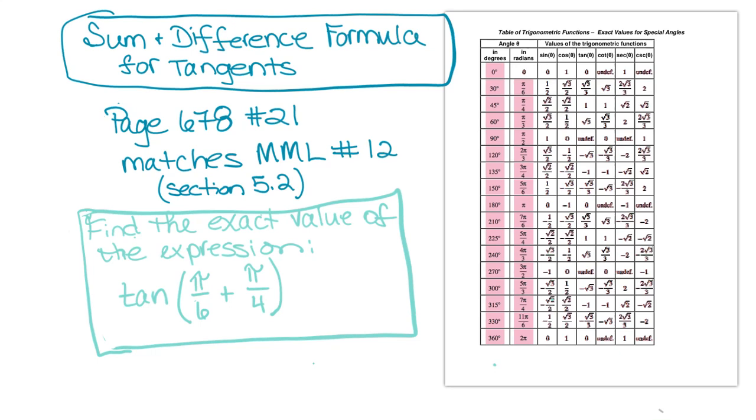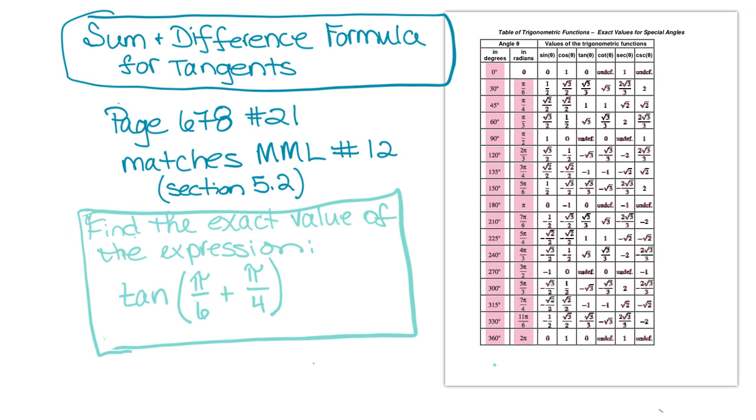In this example, let's look at how to use the sum and difference formula for tangents to solve one of the problems in your textbook, specifically number 21 on page 678, which is in section 5.2. This will match number 12 fairly closely. That's in your MyMathLab homework. And you'll have to find the exact value of a given expression.